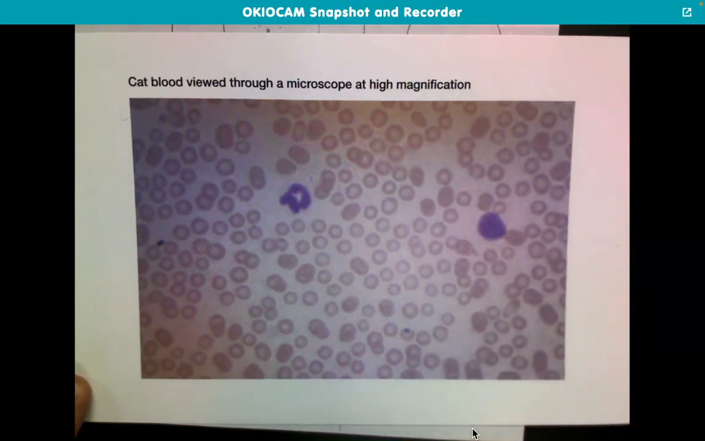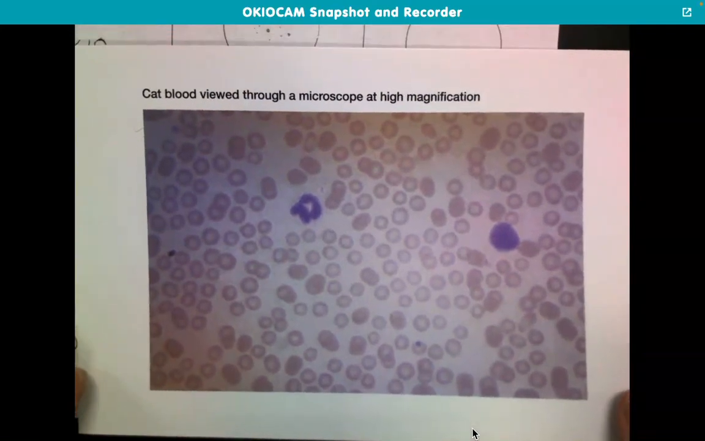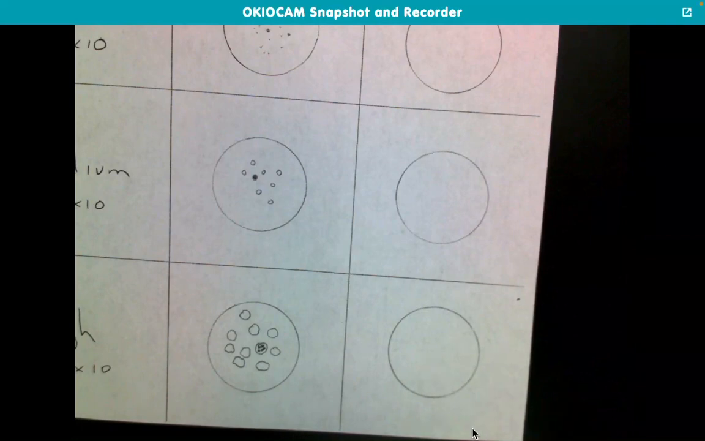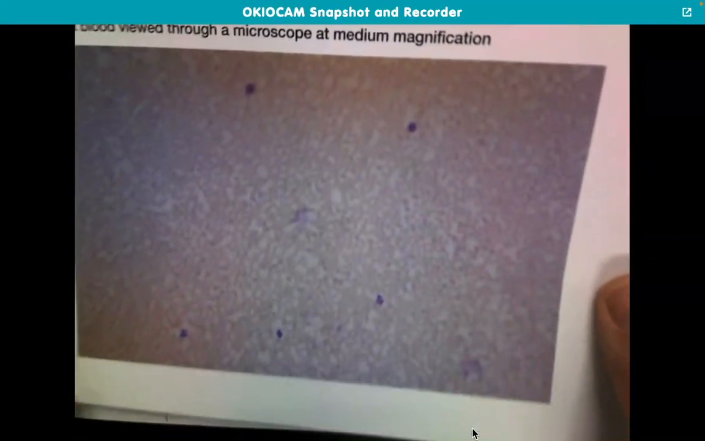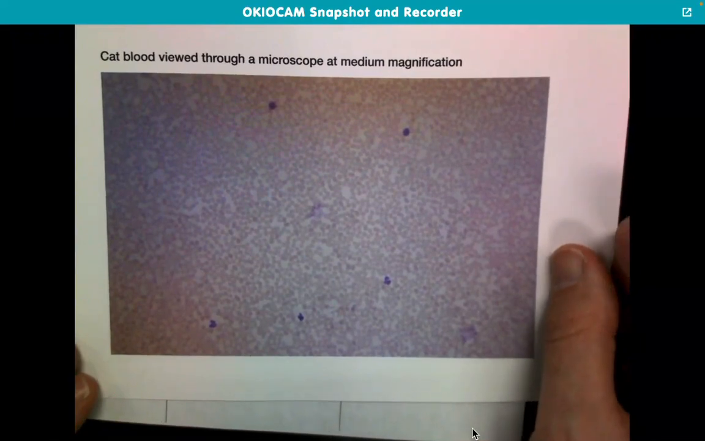So here is cat blood at high magnification. Here is cat blood at medium. And again, these are a little bit smaller than human blood, so you probably have to draw your circles a little bit smaller again to show that it is smaller. So this is cat blood at medium, so you might want to pause the video here.